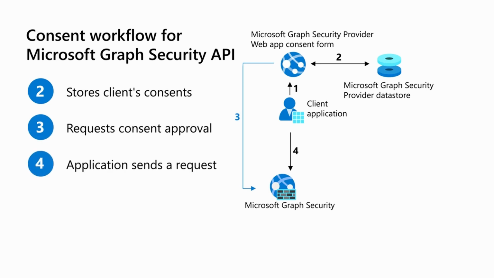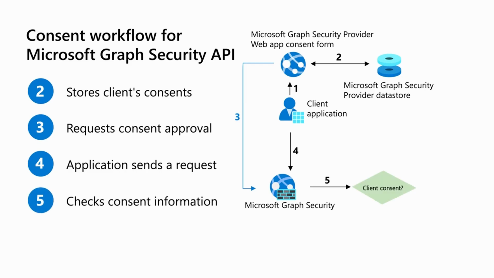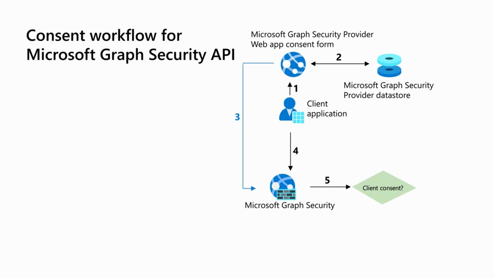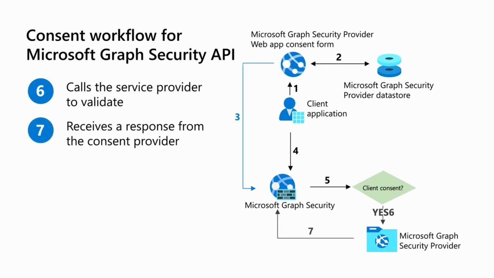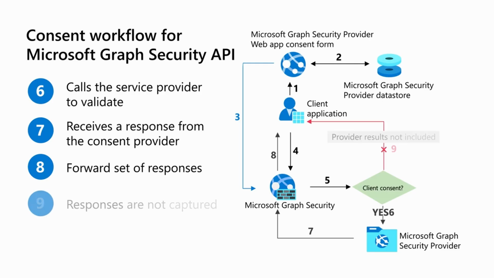Fourth, the application sends a request to the Microsoft Graph Security API. Fifth, the Microsoft Graph Security API checks for the consent information for the customer mapped with various providers. Sixth, the Microsoft Graph Security API calls all those providers where a customer has provided explicit consent through the provider consent experience. Seventh, you will get the response for that client from all the consent providers. Eighth, the set of responses gets returned to the application. Ninth, if the customer has not consented to any provider, no results from those providers are included in the response.